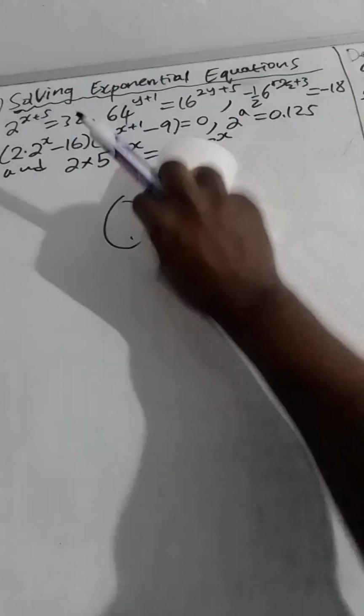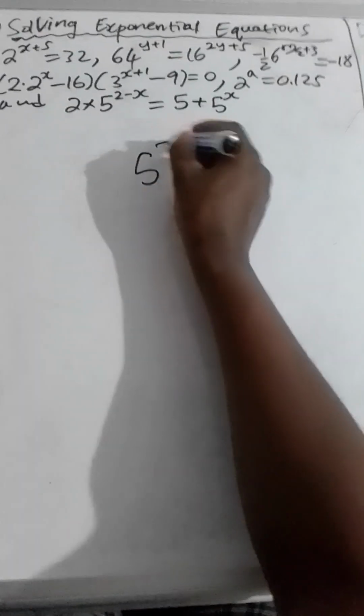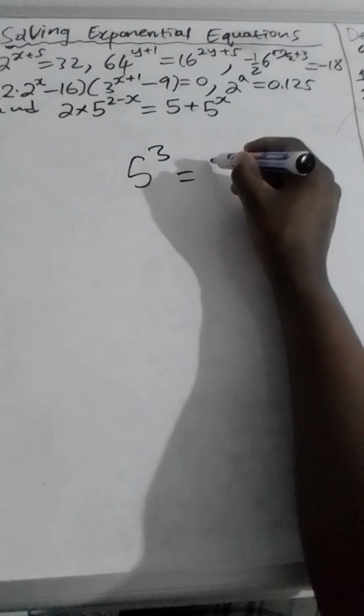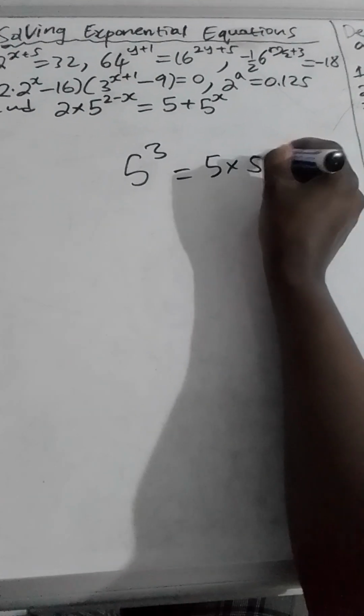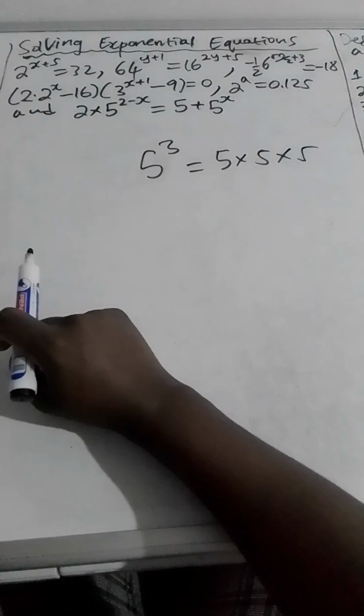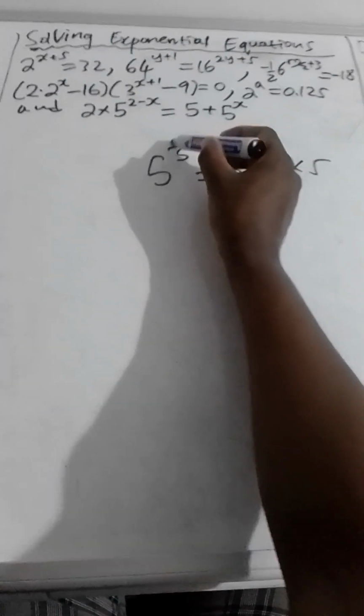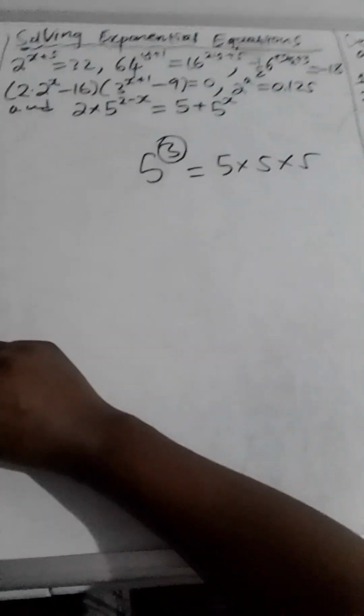So if the number is 6, it means we take 6 of the bases and multiply them together, or 6 instances of that base and multiply them together. For example, 5 to the exponent 3 is 3 5s multiplied together, right? So that is what a power is. And in an exponential equation, the variable that we are solving will be in that position, right?